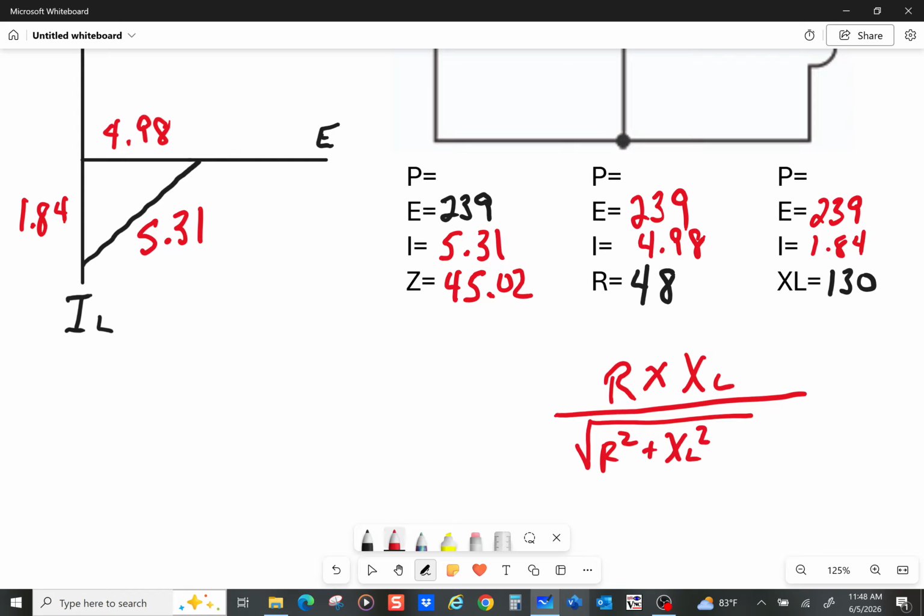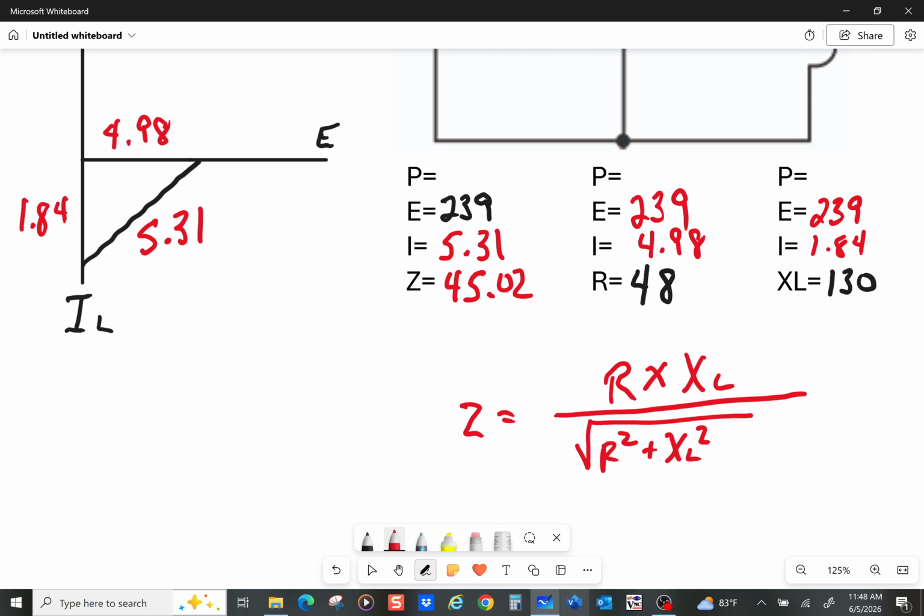Now you don't have to do this technique. You can do the way we did it by solving your currents, solving your total current, dividing source voltage by total current, and getting your impedance. This is just an alternative way to solve for impedance, step one.